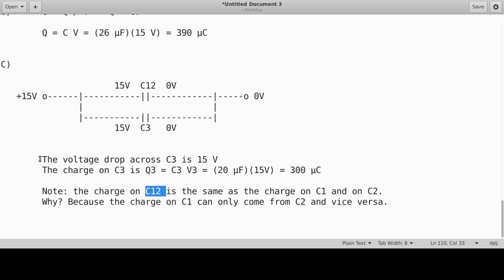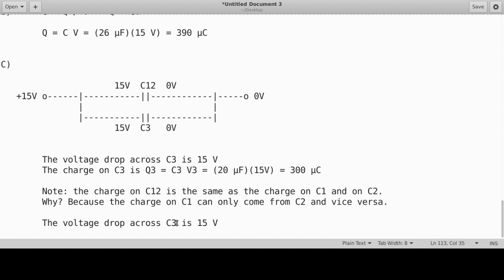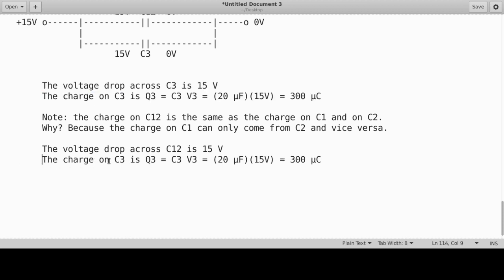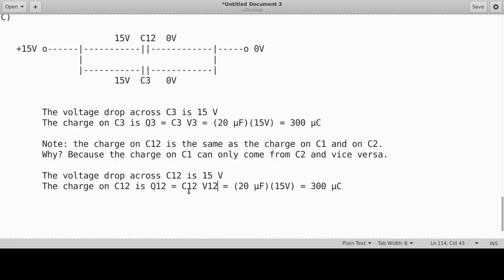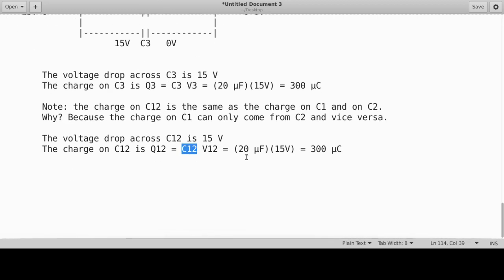And so we could say the voltage drop across C12 is 15 volts. And the charge, so I'm just copying this to be quick about it. The charge on C12 is going to be Q equals the capacitance of C12 times the voltage drop across C12. The capacitance of C12, we calculated above, and that was 6 microfarads. So over here, this is going to be 6 microfarads. And 6 microfarads times 15 volts is going to be 90 microcoulombs.